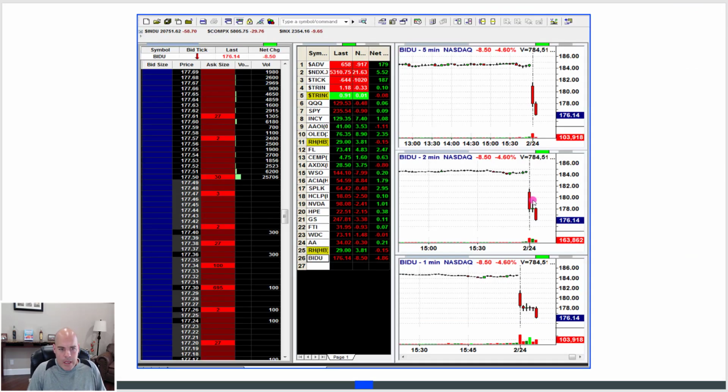Beautiful, guys. Tell me that's not a perfect 3-bar play on Baidu. Wide bar, narrow bar, drop. The entry is 177.50. It prints 25,000 shares. Nothing at 49, nothing at 48, nothing at 47, nothing. Guys, from 49 down to 18, it prints 300, 600, 900 shares.